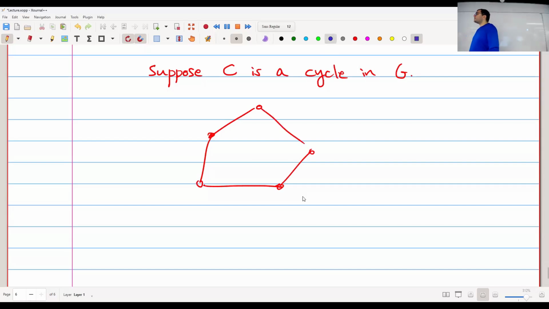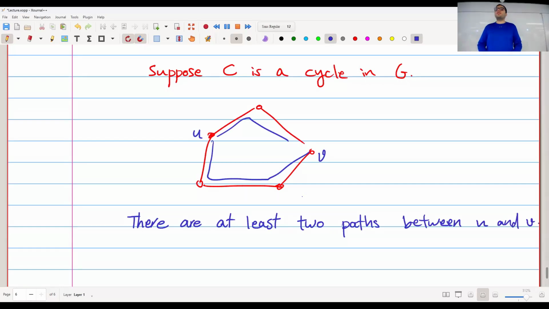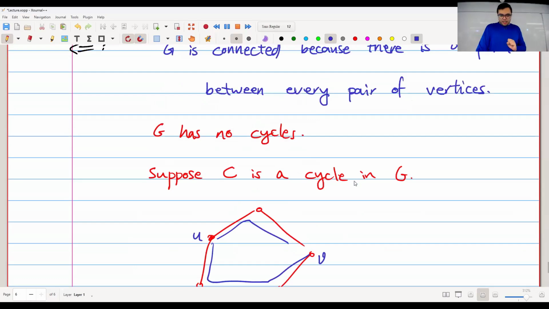Just take any two vertices in this cycle. Let's say I take vertex U and vertex V. There are two paths between U and V. You can go clockwise or you can go counterclockwise. Right? So if C is a cycle, there are at least two paths. Maybe there's even more, but I know that there are at least two paths between U and V. This is a contradiction because our assumption was that there is exactly one path. There is a unique path between every pair of vertices. So this shows that my graph cannot have a cycle.